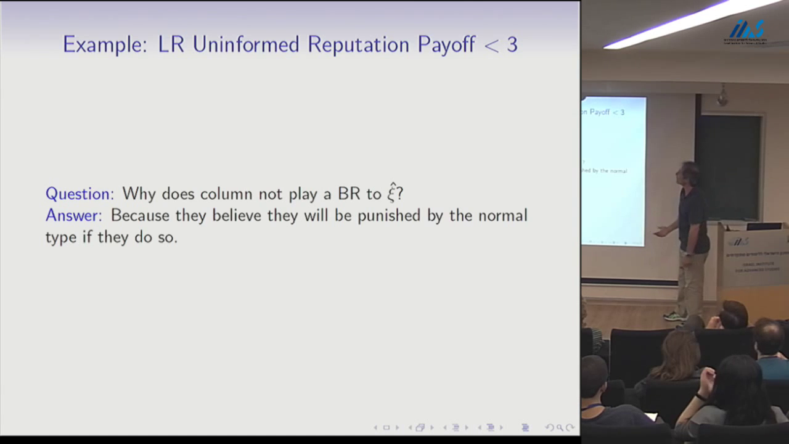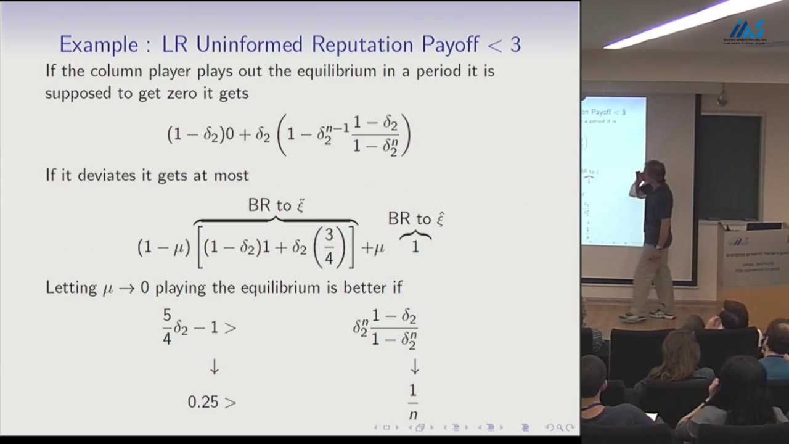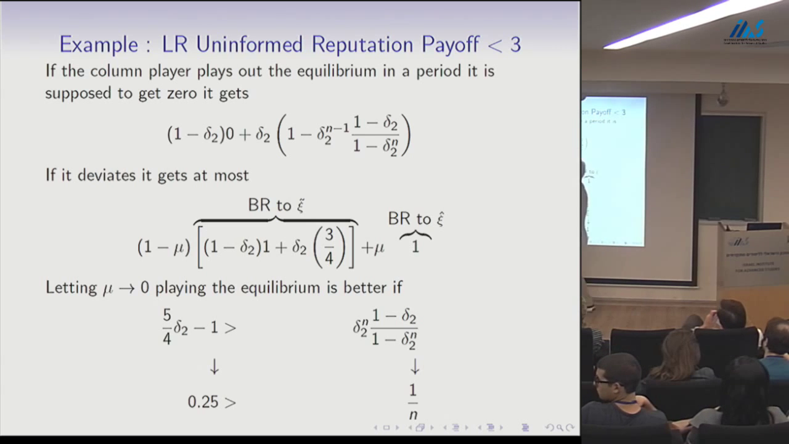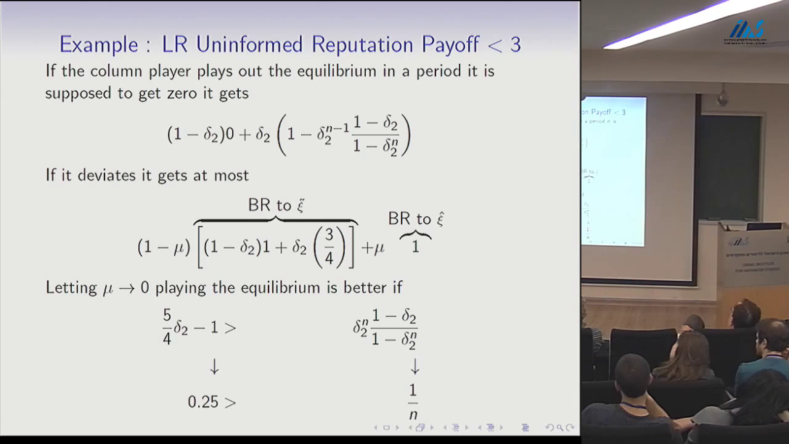So let's see how it works out. Well, here's the calculation. Let's think about the column player playing out this equilibrium in a period when they're supposed to play 0. They're supposed to get 0 today, and then if they keep playing out the equilibrium, they're going to get 1 less a little bit on in the future. And the little bit reflects the fact that every nth period they get nothing. How can you see that? Well, the easiest way of seeing that is let delta 2 tend to 1. If delta 2 tends to 1, this just tends to 1 on n, and so you get 1 minus 1 on n, reflecting the fact that every nth period you lose something.